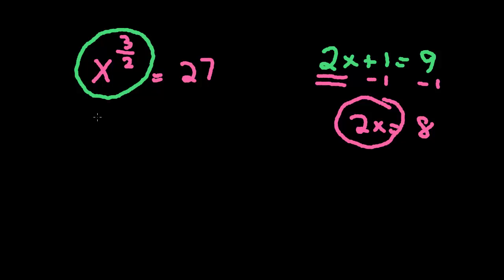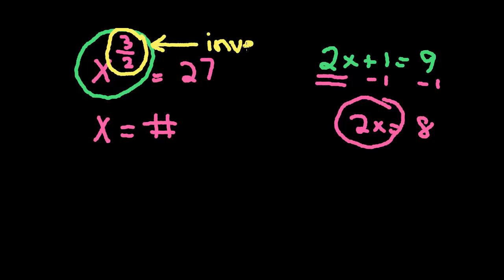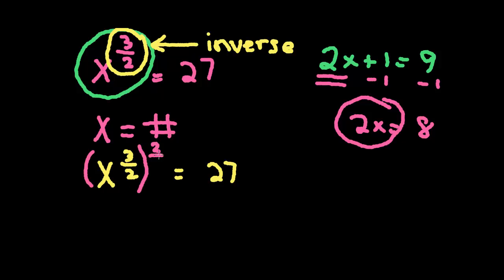So our goal is to end up with x equals a number. So what that means is we want this to go away. So how do we make this go away? Well, we've talked about this a lot, we use the inverse. The inverse of a fraction is its reciprocal, or the flip-flop of the fraction. So we're going to raise both sides to the power of the reciprocal. So if we have x to the 3/2 equals 27, to make that 3/2 go away, we're going to raise it to the 2/3, because that is the reciprocal of 3/2.